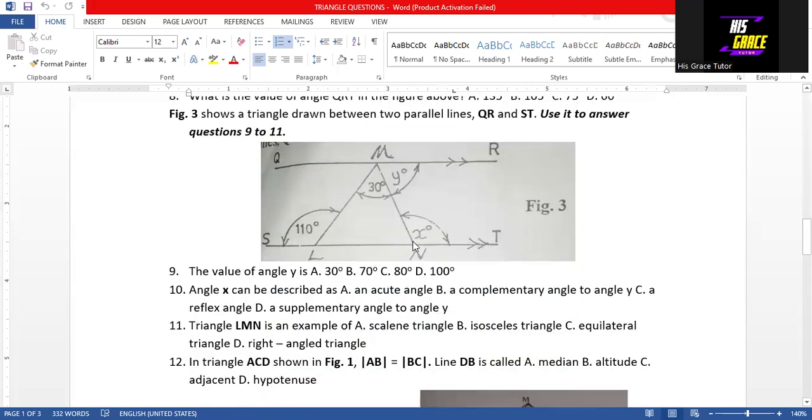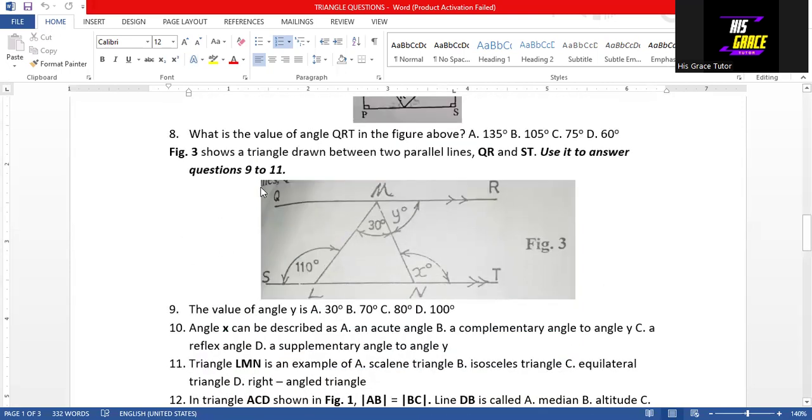Then going to question 9 to 11, we have to use this diagram to answer questions 9 to 11. And here we have that the value of angle Y is, so we want to look for the value of this angle. So for us to do that, we have to find the value of this angle. This angle here is an alternate angle to angle Y, and we know that alternate angles are equal in size.